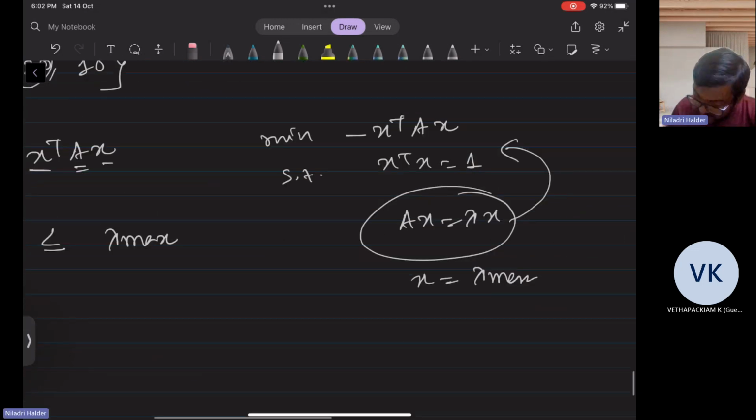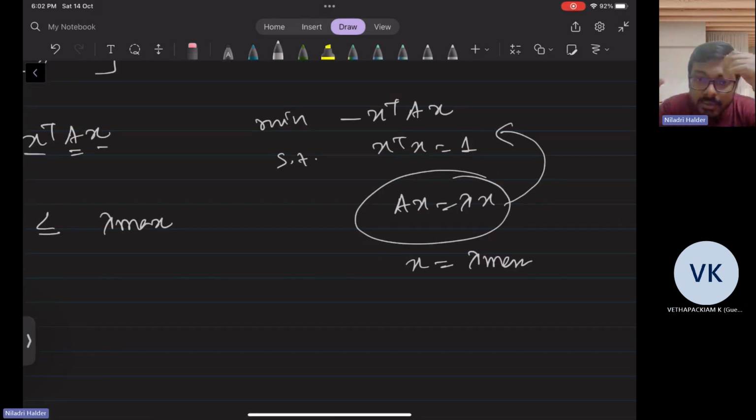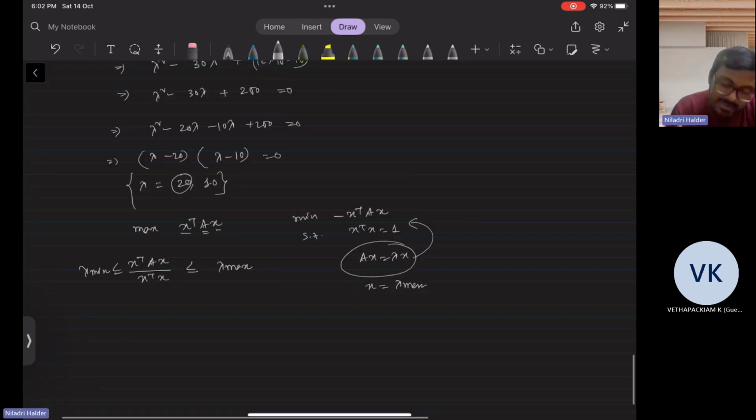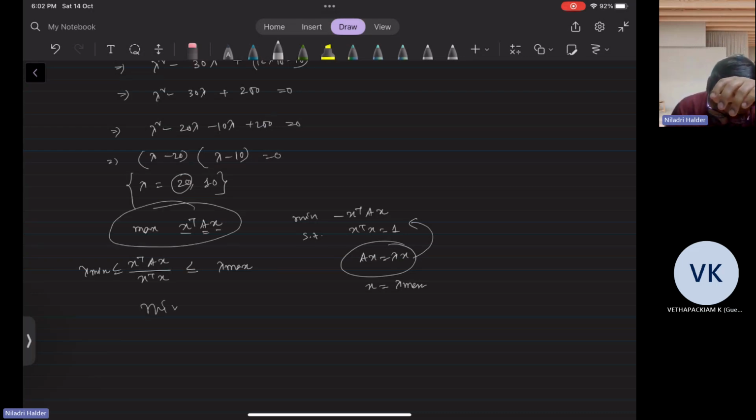This question is already solved maybe for the MIMO channel case. If you see, the maximum eigenvalue will be the answer. The ultimate thing is that you need to find the eigenvalues of A and then see what is the maximum eigenvalue of A. If the question is minimum of X transpose A X, then the solution will be the minimum eigenvalue. Thus 10 will be the solution.